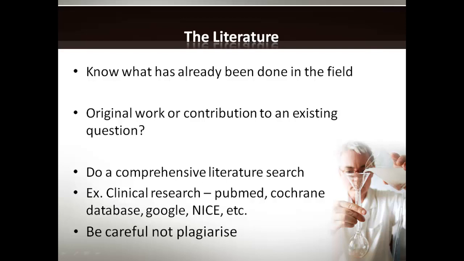So now that we have a vague idea about the question, the next step is to consider the literature. We want to know what's already been done in the field, and we want to know whether our question is original work or whether we're contributing to an already existing question. It's really important to know the background of the area you're researching, so do a comprehensive literature search.